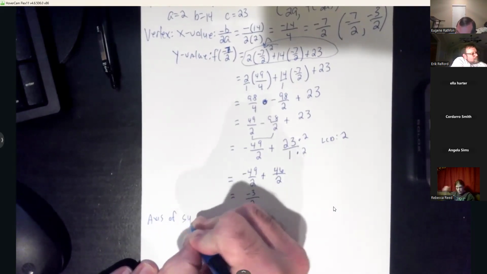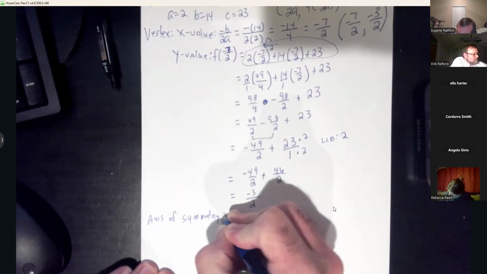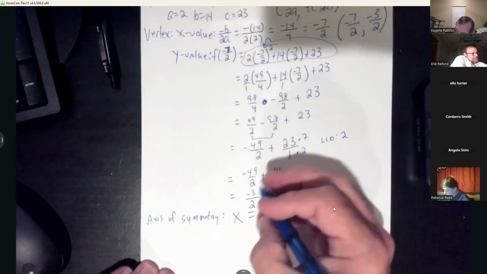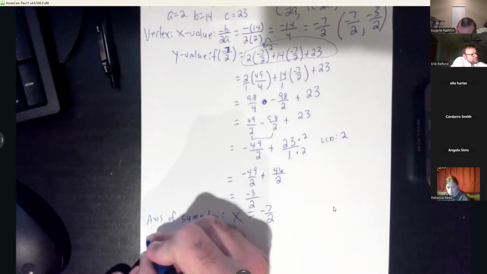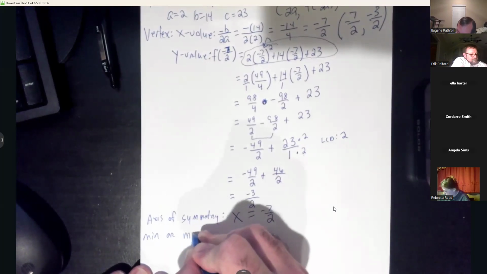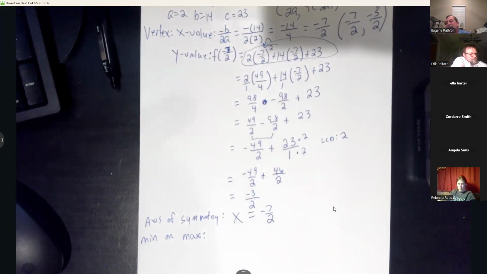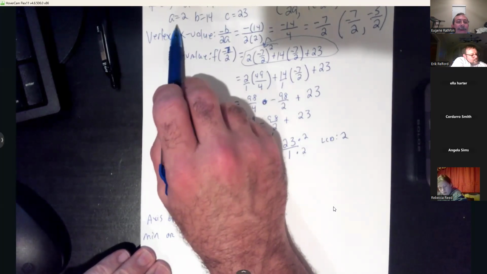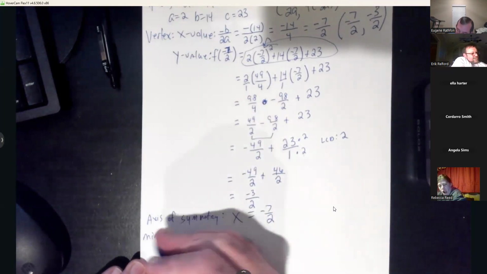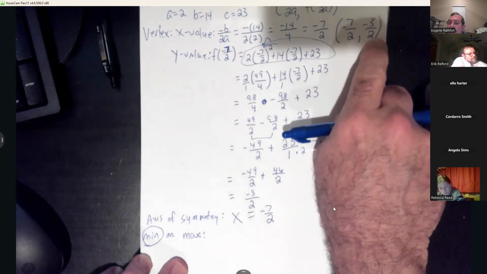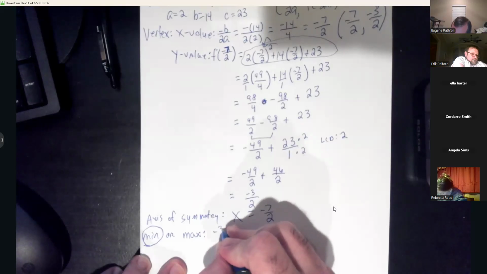Axis of symmetry is going to be x equals the x value, which is negative 7 halves. Do I have a min or max? Is that A positive or is A negative? Well, let's see. A is way up here. A is a positive 2. So good job. It's going to be a minimum. And the minimum value is my Y value, which is a negative 3/2.